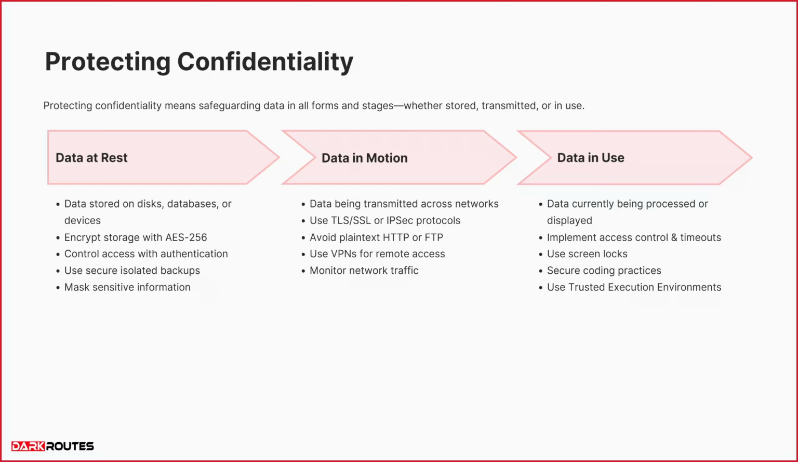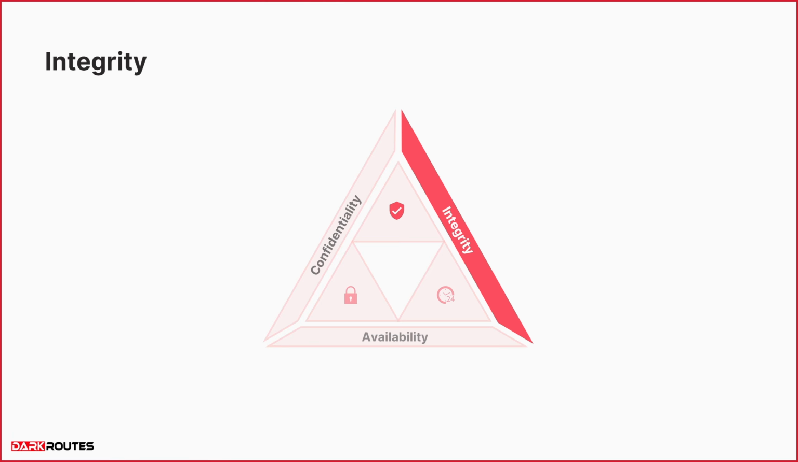Now that we have talked about confidentiality, keeping the information secret and protected, let's talk about the second pillar of the CIA Triad, that is integrity. So, what do you mean by integrity? Integrity means accuracy, consistency, and trustworthiness of the data throughout its entire life cycle. In simple terms, integrity ensures what you see is what is meant to be.